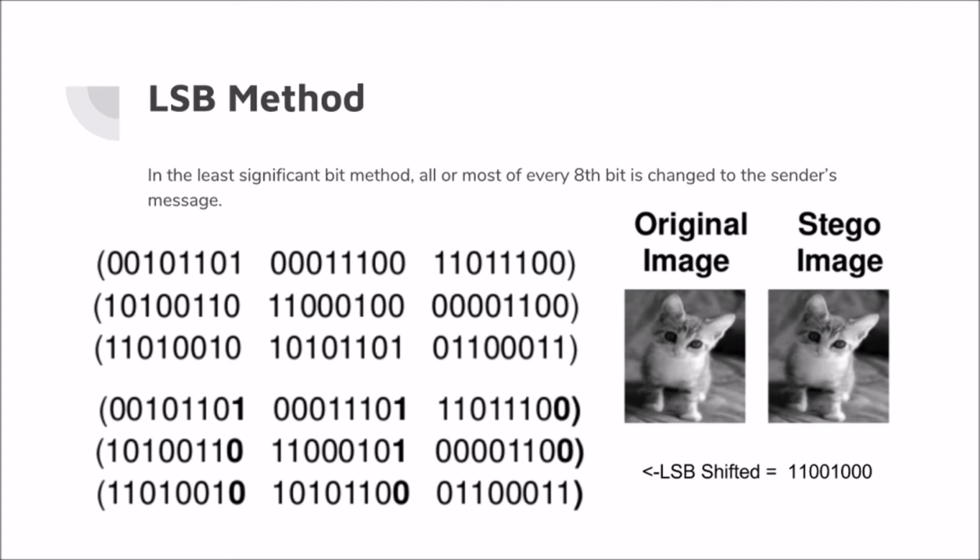So with the LSB shifted method, you essentially have to have the original picture and the transformed picture to know that those images actually have a message. Without the original image, you wouldn't know that there's actually text within this message or some kind of crypto.